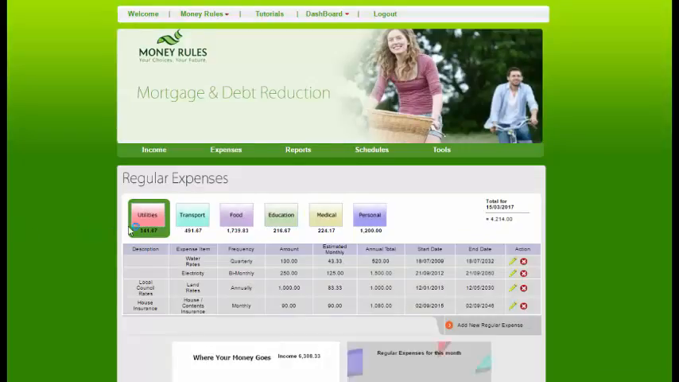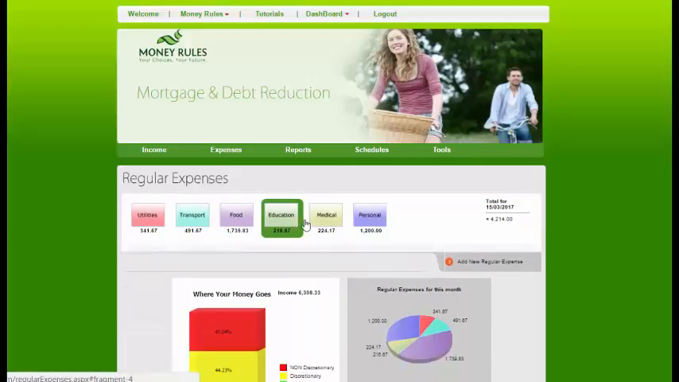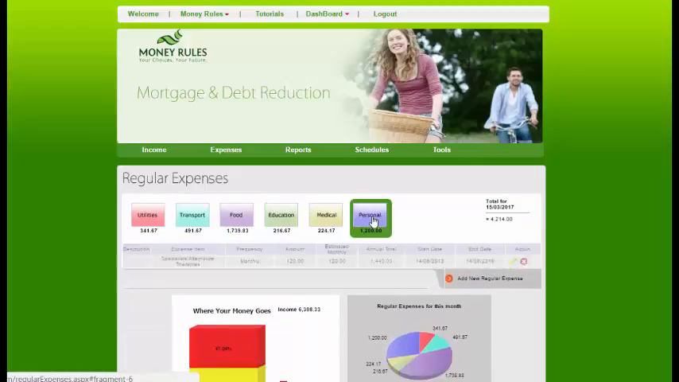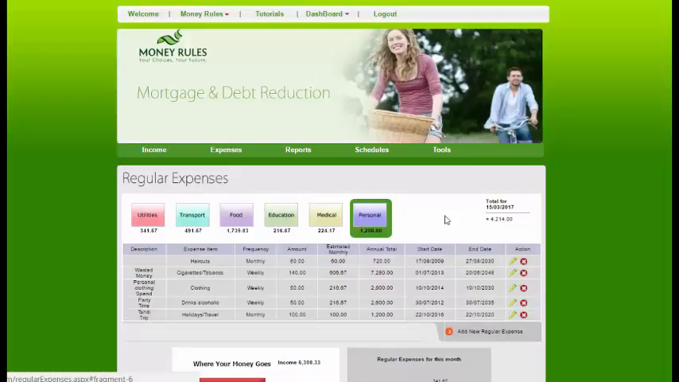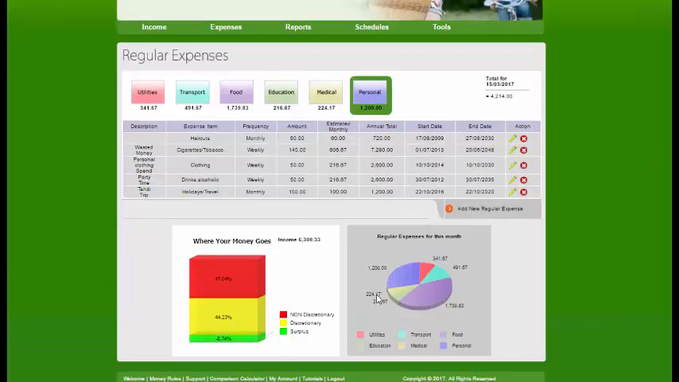So here are their regular expenses: utilities, transport, fuel, education, medical, and personal. And you're going to find that personal is the place that you're going to do a lot more work in. The pie chart here, this has been designed for women because it gives a better overview and a breakdown of expenses. We can see here $1,730 for food, which is up here. Men look at the bottom line number. Women like to look at an overall picture. So that's why it's been designed in that fashion.